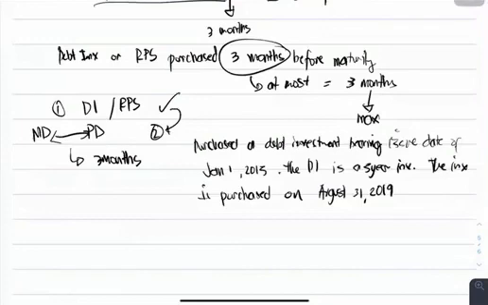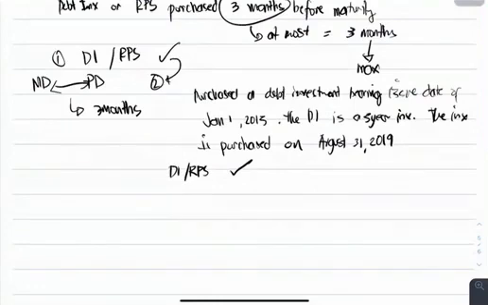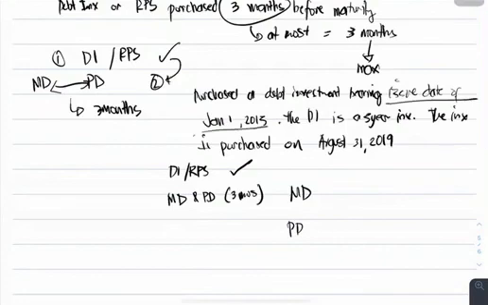So, first criteria, debt investment or redeemable preference share, the answer is yes. It is a debt investment or a redeemable preference share. Next criteria, the maturity date and the purchase date must be at most 3 months. So we need to determine the maturity date and the purchase date. So what is the maturity date? So it was issued at January 1, 2015. And the debt investment is a 5-year investment.